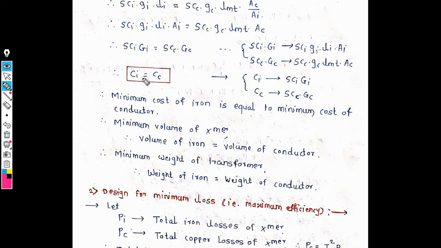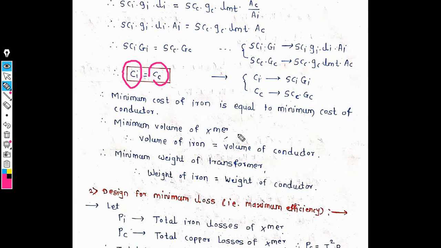Okay, then CI is equal to CC. That means CI is equal to SCI into GI, that means the initial formula, and CC is SCC into GC. That means in this equation the minimum cost of the iron is equal to the minimum cost of the conductor, which is very important. That means both values are equal to each other. That means the minimum cost of the iron is equal to the minimum cost of the conductor in the transformer.